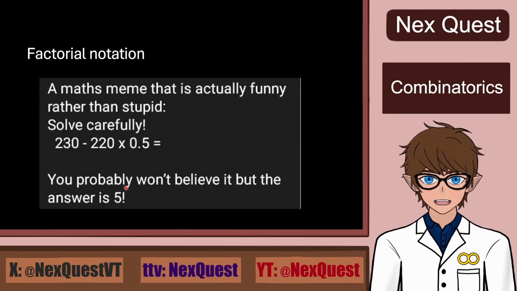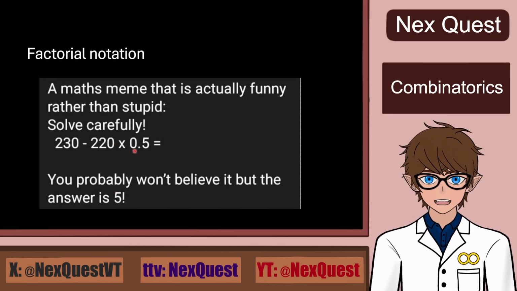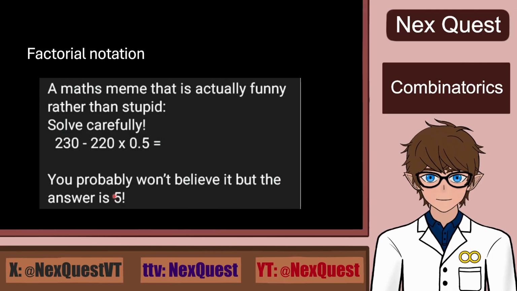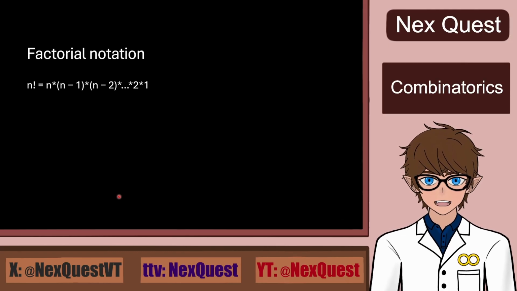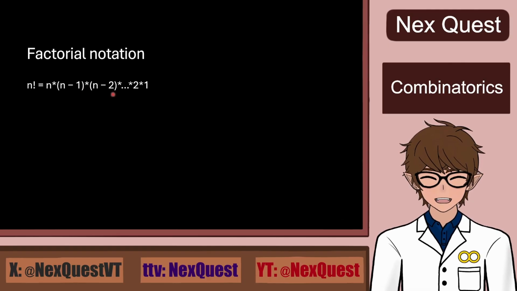But why is this funny? Because if you subtract first and then multiply by 0.5, you would get 5 as the answer. So technically, the confidently wrong answer shouted became correct due to a factorial notation, the exclamation mark. Factorials are basically multiplying all natural numbers up to the number itself together.